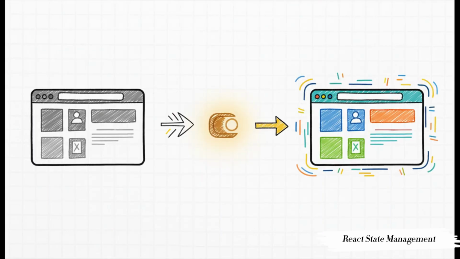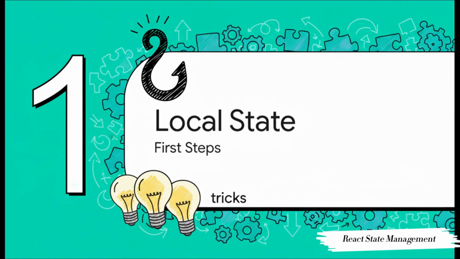A React app is just sitting there, totally dormant, until its state changes. You click a button to add something to your cart, or you log in. Bam! That's a state change. That's the signal, the trigger that wakes React up and tells it, hey, time to get to work and update what the user sees.